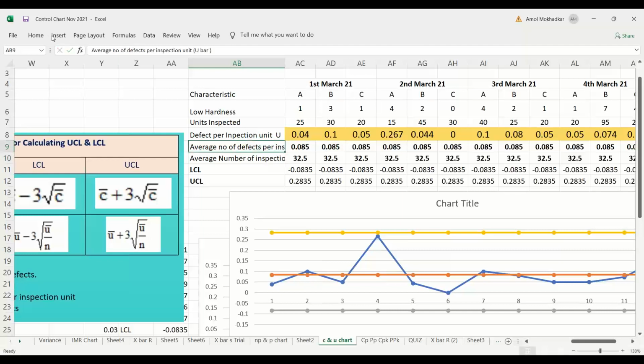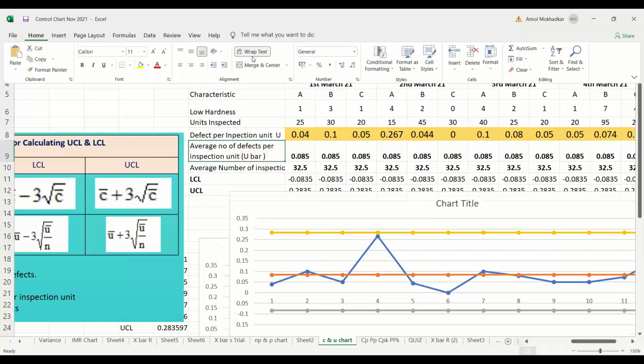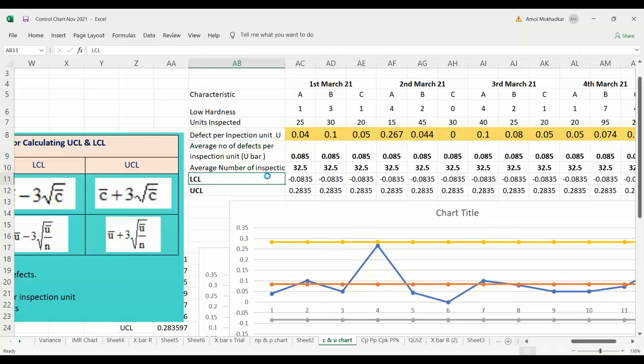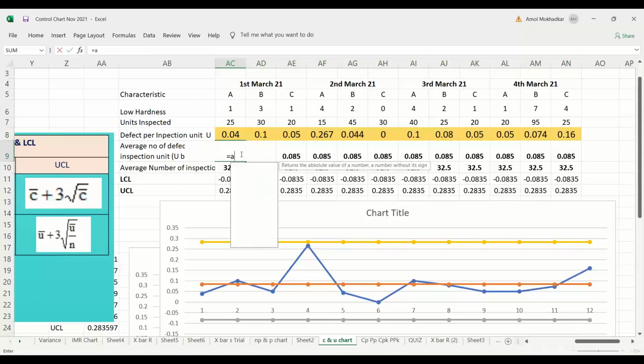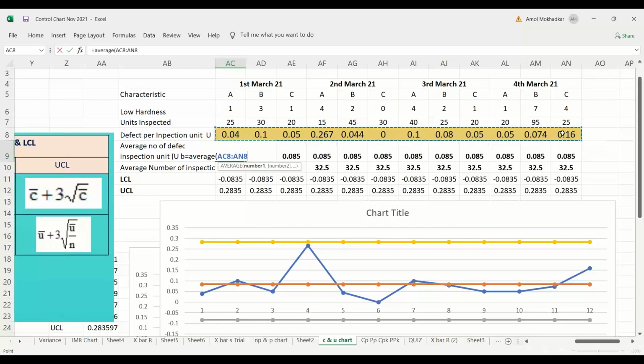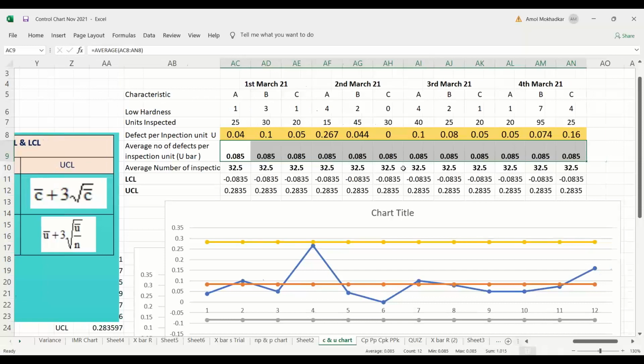Okay, this is the average number of defects per inspection unit. How are you going to calculate it? You take the average of the entire thing. So you just put the formula AVERAGE, and you get 0.85, and then you just drag it, or you can give the reference of this one, because this average you need to plot as an average line.